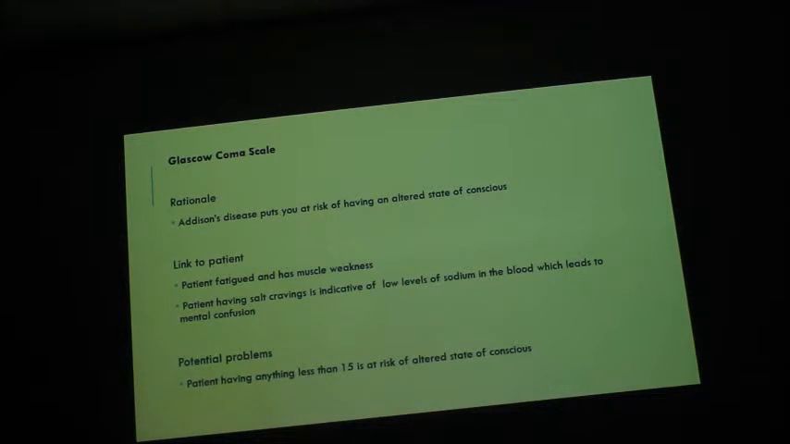The potential problem with this is that if the patient has anything less than 15 on the GCS, they're at risk of an altered state of consciousness. The nursing intervention to treat this would be to conduct a Glasgow Coma Scale, and this would be done because having Addison's disease puts you at risk of an altered state of consciousness.